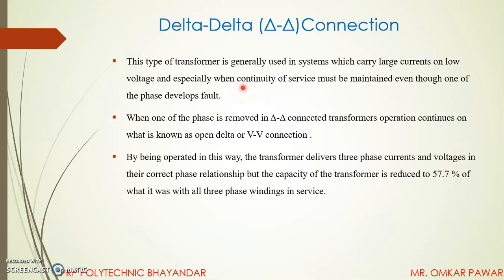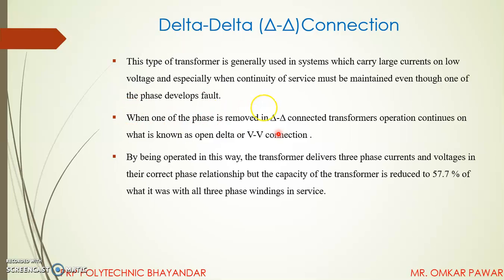So in this type of transformer, that is delta delta connection type of transformer, it is generally used in systems which carry large current application, that is, which carry large current on low voltage, and especially when continuity of service must be maintained even though one of the phases develops a fault. So delta delta connection is provided if large currents are required on low voltage, especially when continuity of service must be maintained. So one of the phases is removed.